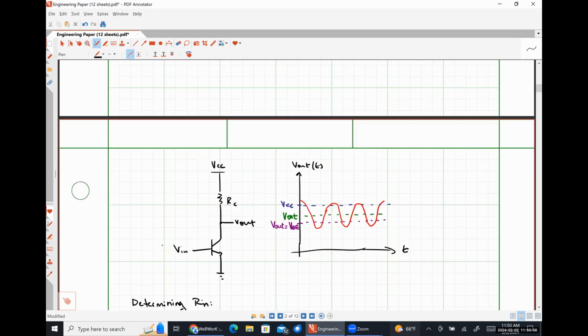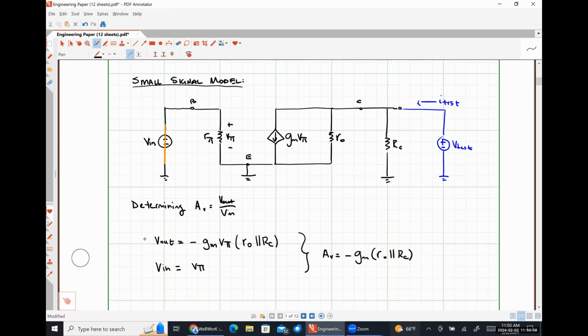So let's look here where we literally had a dependent current source. This representation, when we turned off our input voltage, we saw that V pi was zero, which means this current was zero, which means this was an open circuit, which was why we only saw R naught in parallel with RC. Basic, literally, circuits one stuff going on. We have made electronics a joke, hopefully.